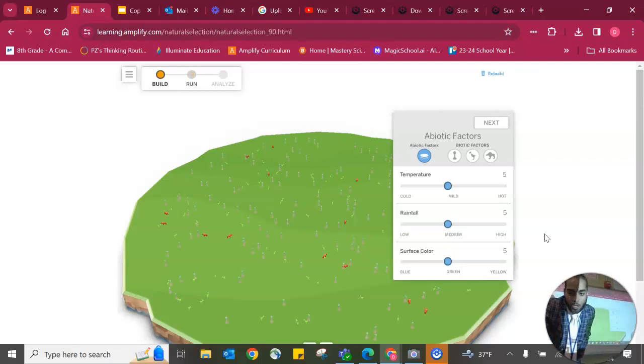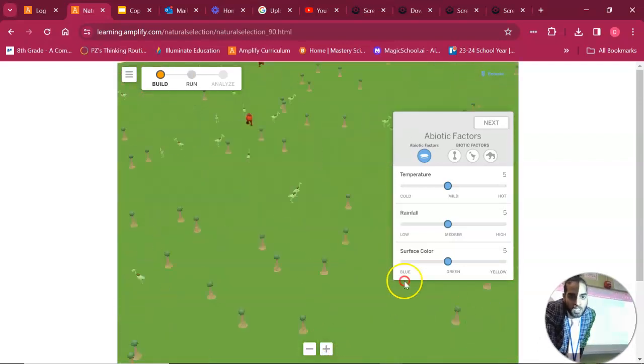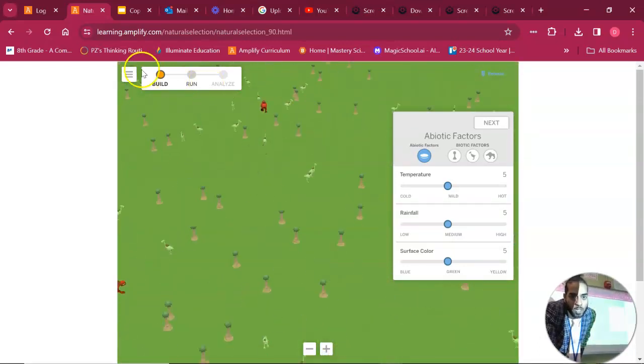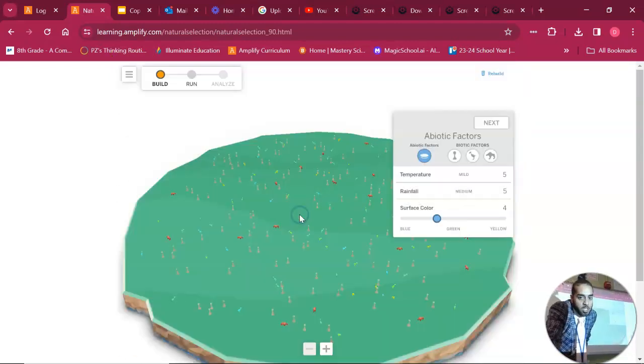So, they just told me I'm going to change some things. Let's do this right now. You should have made a prediction. So the first thing I need to do, I'm going to just zoom in. I'm going to zoom in so I can see my environment. By the way, I'm going to change this to my camouflage sim. Are we good so far?